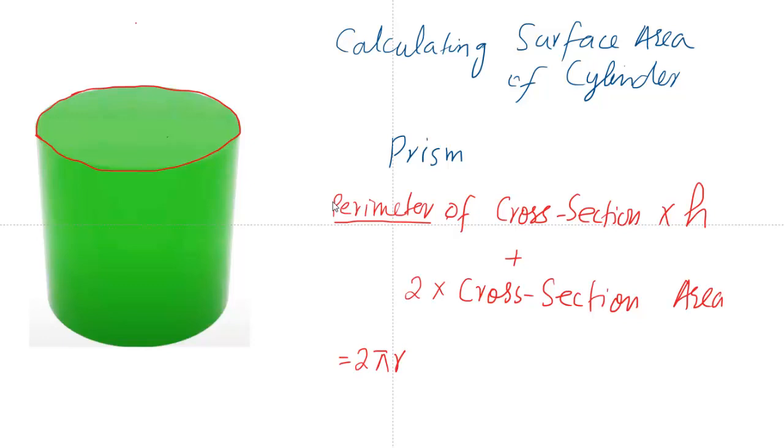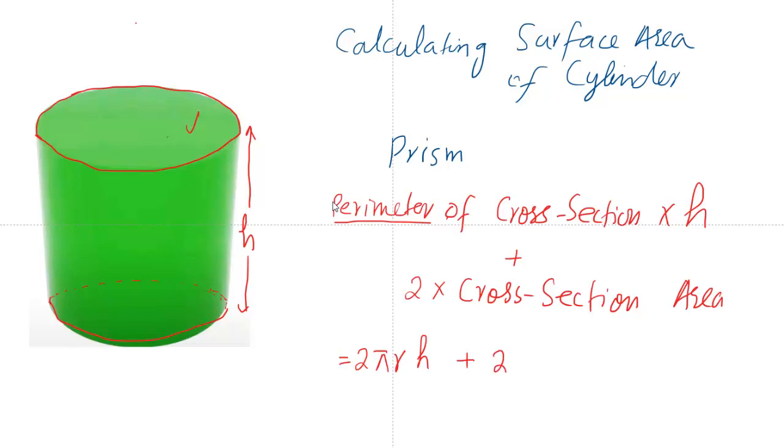And the height of the prism is the length between the first cross section and the last cross section. Let me call it h, which is the height or length of the prism. So the perimeter of the cross section times height, so 2 pi r times h, plus 2 times the cross section area.